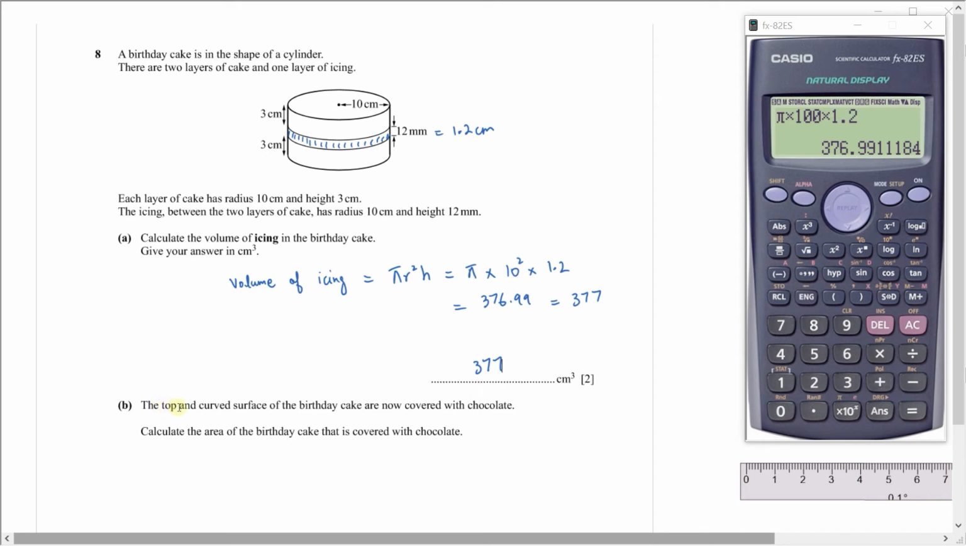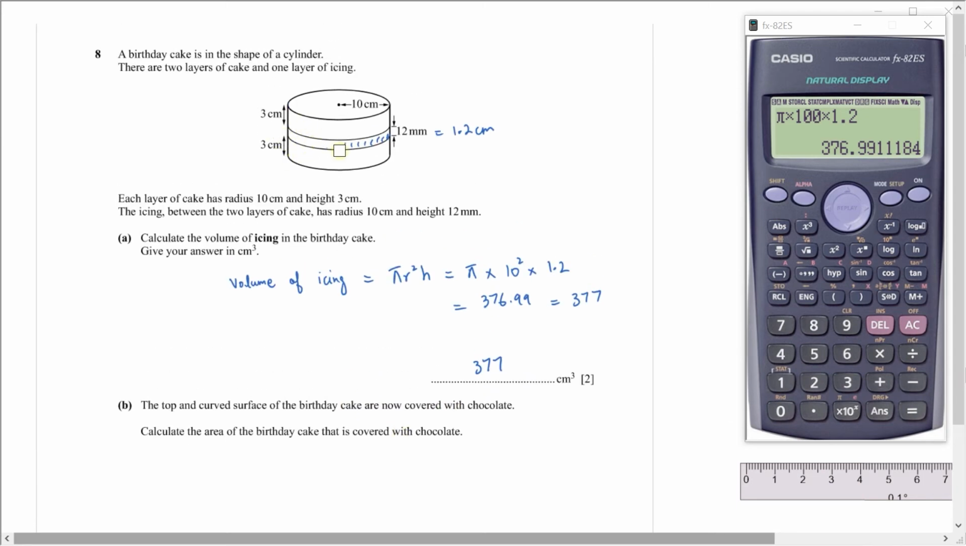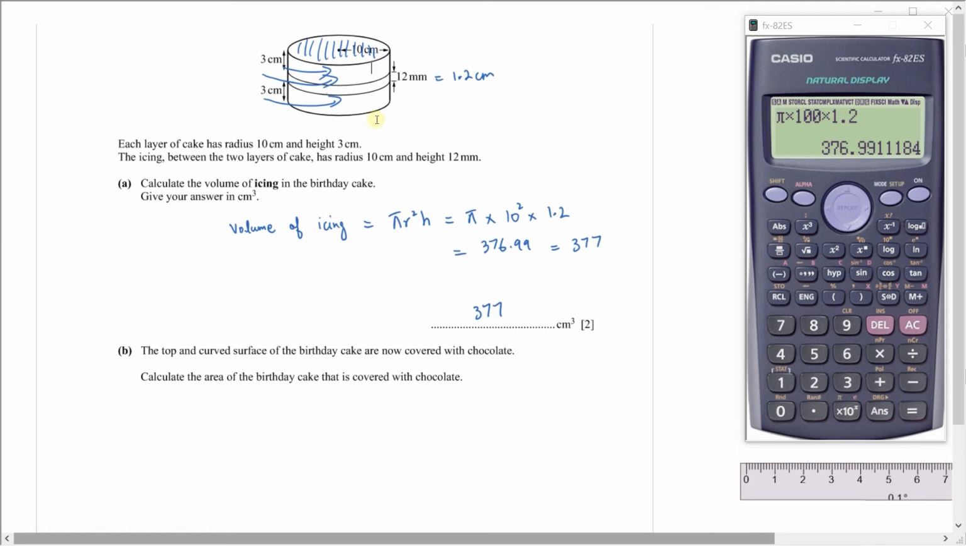The next part is: the top and the curved surface of the birthday cake are now covered with chocolate. Calculate the area of the birthday cake that is covered with chocolate. So now your curved surface area, which is like this throughout, the whole curved surface area of this cylinder is covered, and this top portion is covered as well. So you will take the curved surface area of this cylinder and the top surface area and add them together to get the total surface area covered with chocolate.